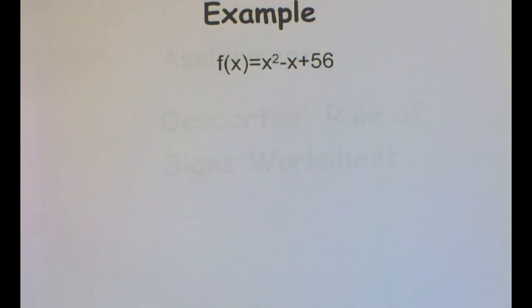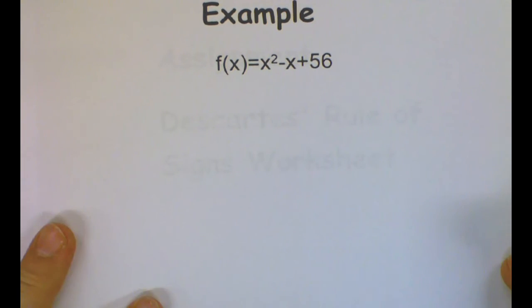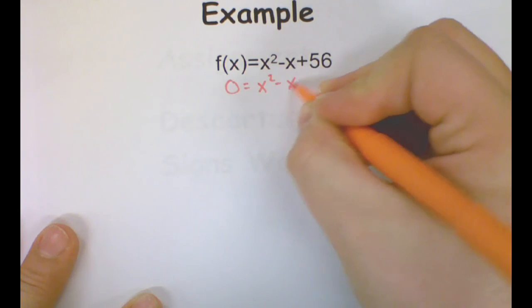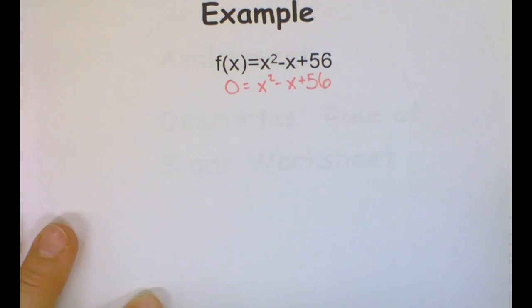All right, f of x equals x squared minus x plus 56. My first question I always ask is, can I factor it? Spoiler alert, I can't. First, we're going to set it equal to 0, right? I'm going to use the quadratic formula.